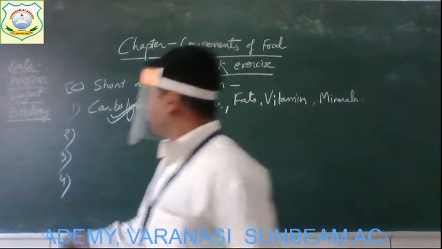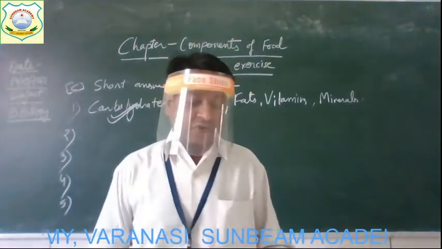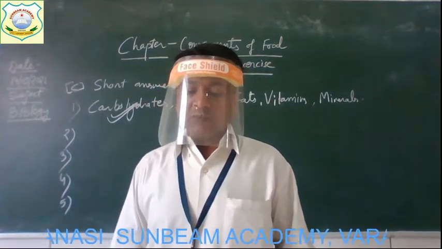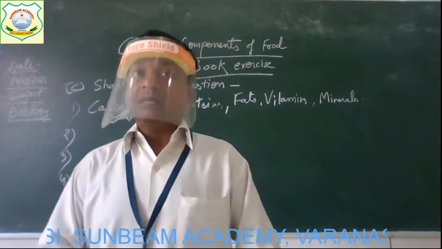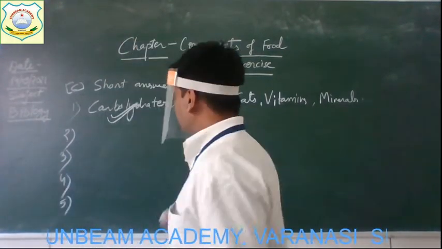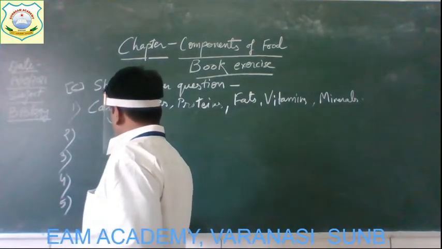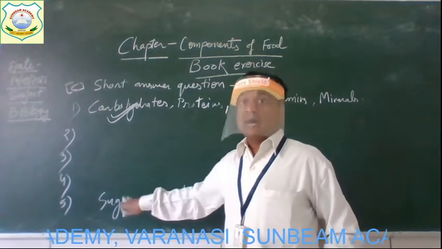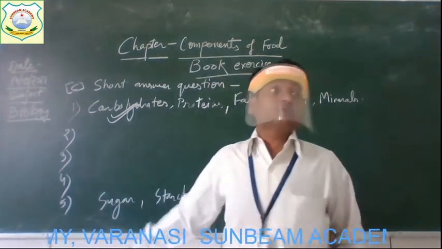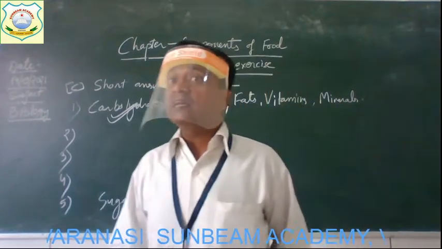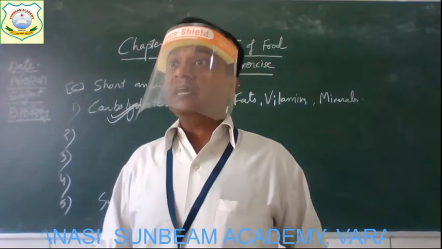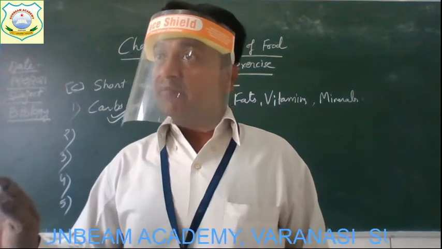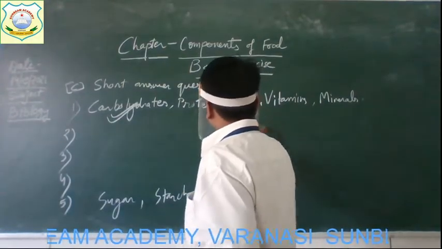Now come to question number 5: name the two kinds of carbohydrates. Which of these provide us quick energy? Carbohydrates are of two types: sugar and starch. Out of them, sugars provide us quick energy. Starch also provides us energy, but it takes some time to provide the energy. Okay, understood everyone? Now, on to the next question.